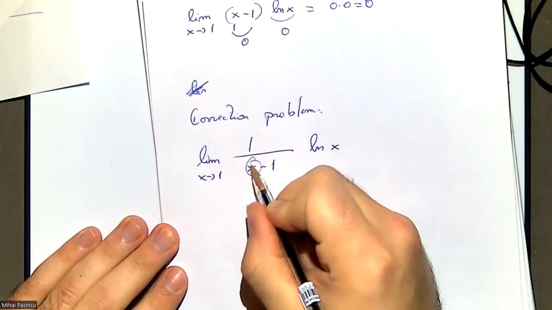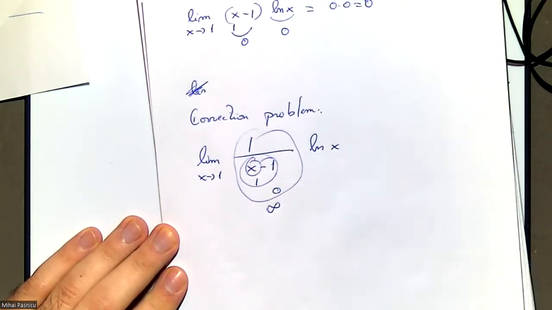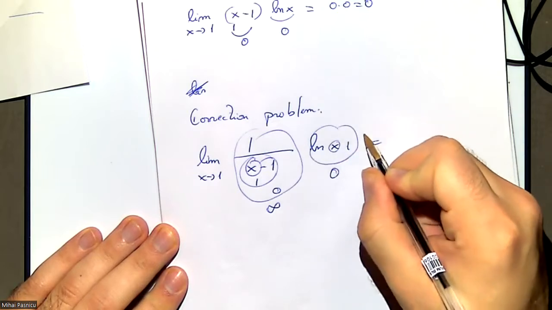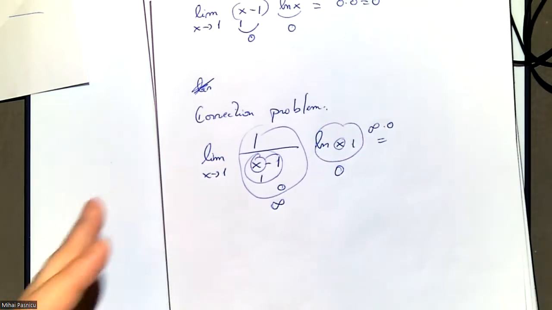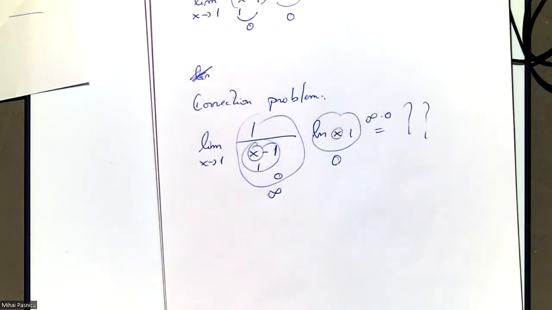I'm going to get, this is 1, this is 0, 1 over 0, this is infinity. This is 1, log of 1 is 0. And I told you that infinity times 0 is undefined. You don't know what it is. So question mark, I can't answer that. Infinity times 0, not defined.